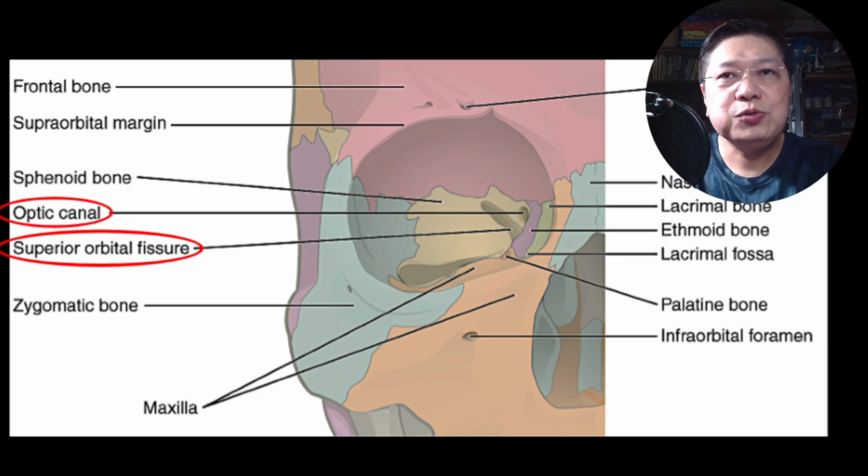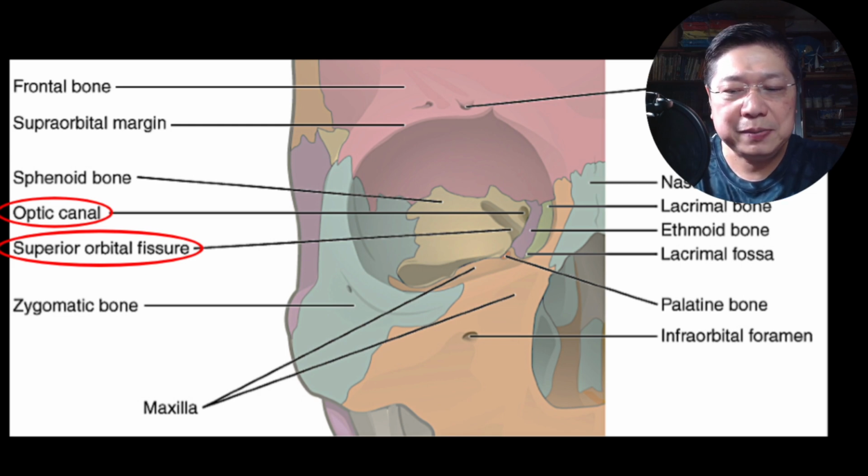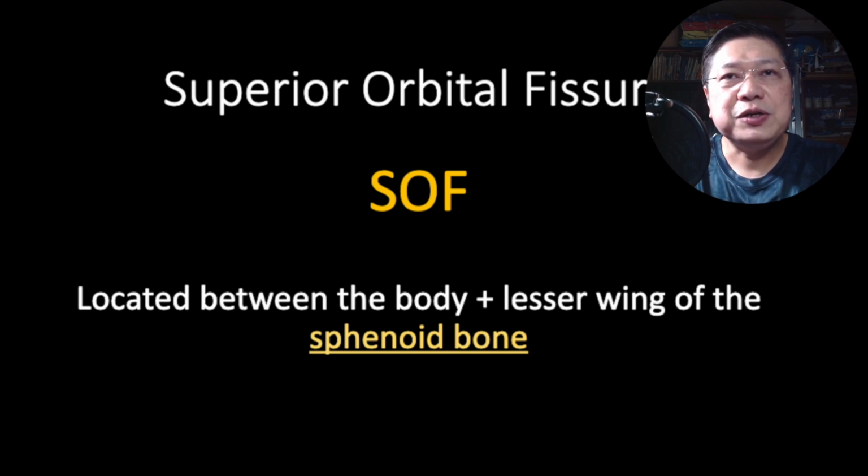Now there are two very, very important openings at the back of the eye: the optic canal and the superior orbital fissure. Those are the two most important openings at the orbital apex. The superior orbital fissure, we will now start calling SOF, just to make it easier. It is actually located between the body and the lesser wing of the sphenoid bone.